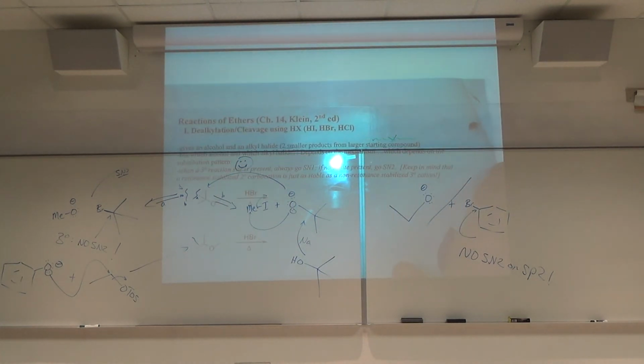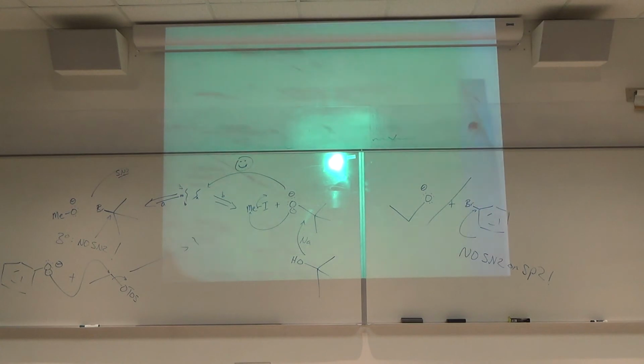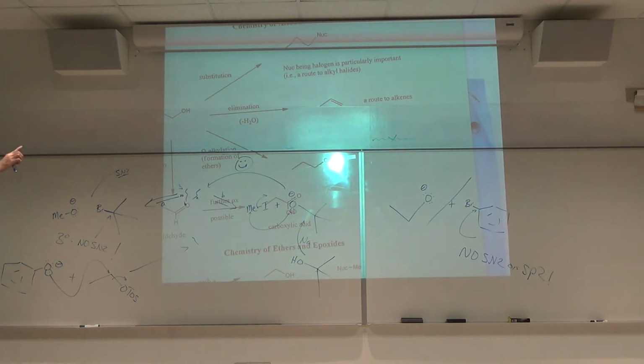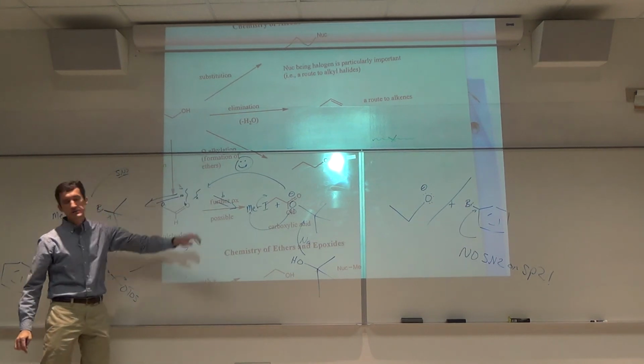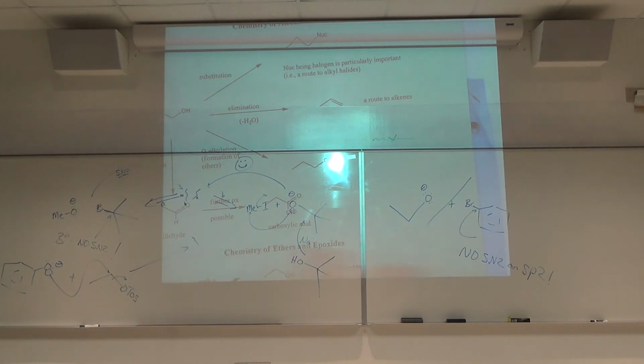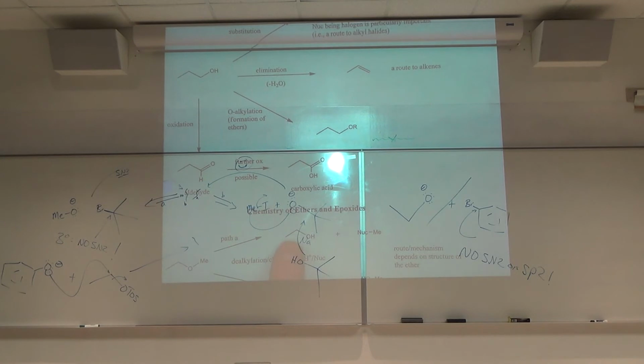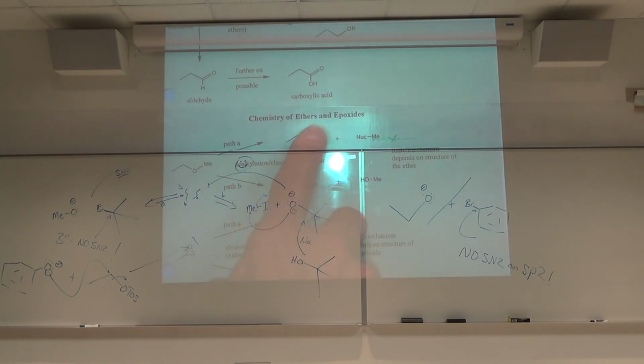Let's look at reactions of ethers. Okay, I've finished up alcohols for now. We did 1, 2, and 3. We just did O-alkylation, formation of ethers. We're going to skip oxidation. We're going to move down to chemistry of ethers and epoxides.